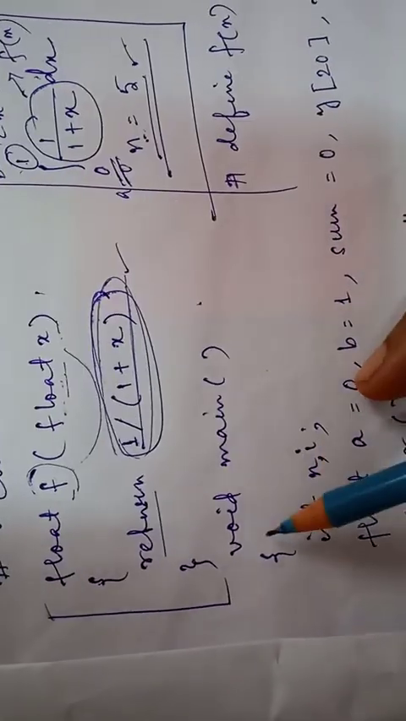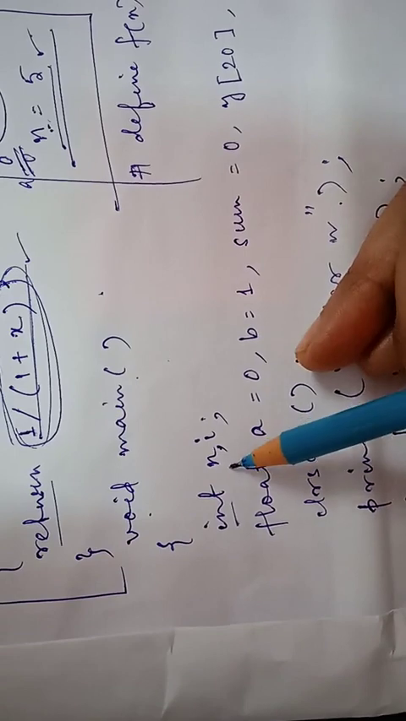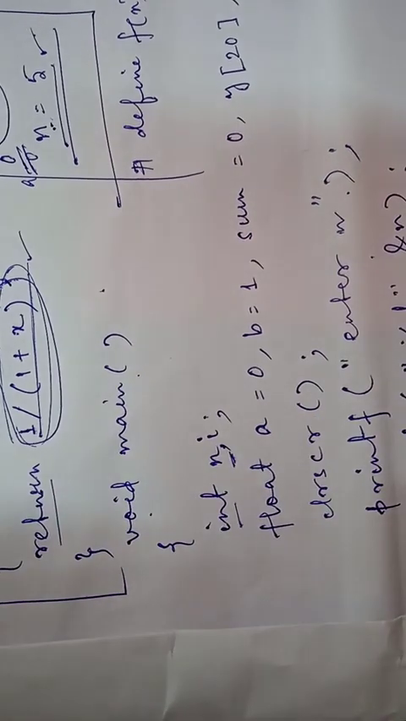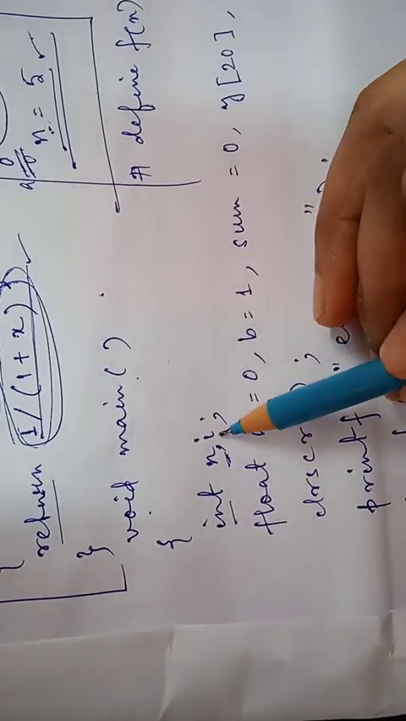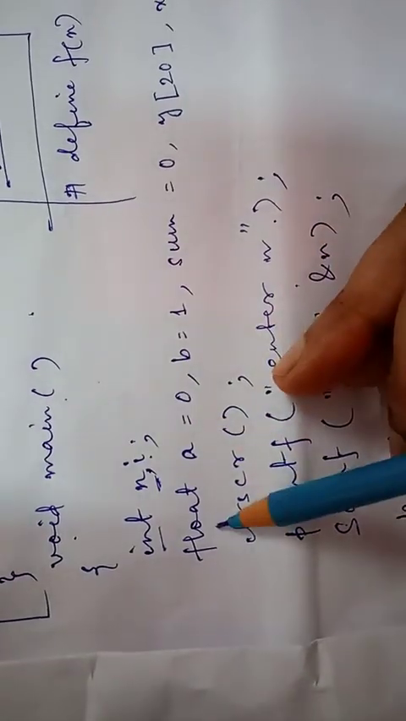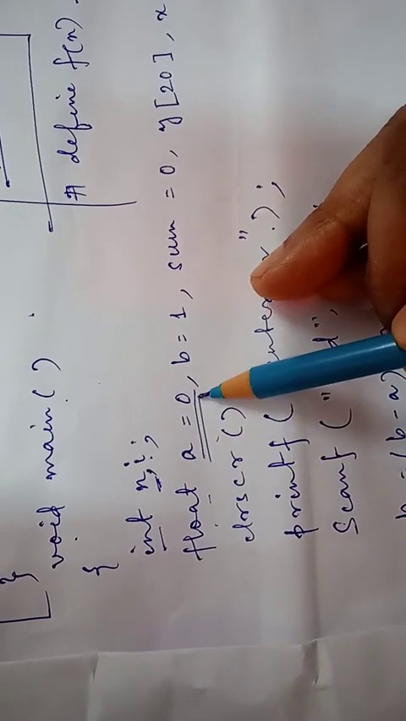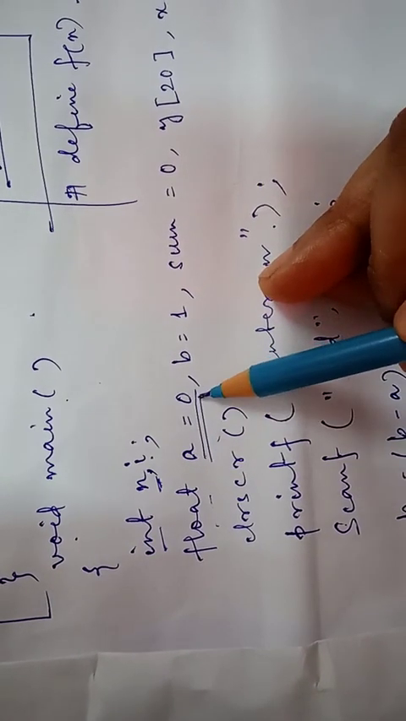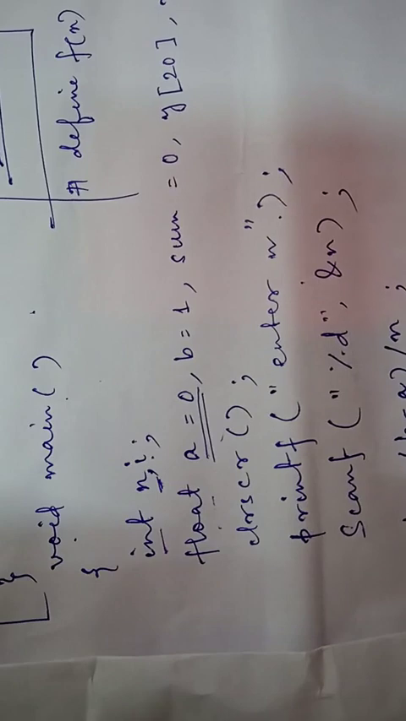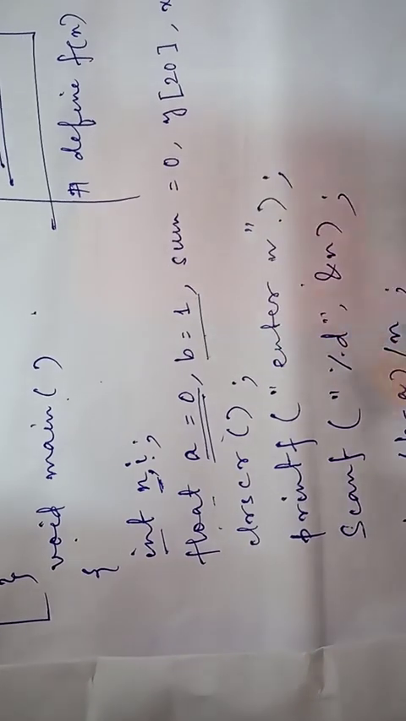Okay, so now starting the program: void main, opening the bracket. We need n as an integer, how many steps we need, and i to run any loop, both are integers. Now we are taking another float type variable, a equals 0. Here in our question a is given as 0, so we are taking a as 0. For any other example you need to take the particular value of a. Next, b equals 1.